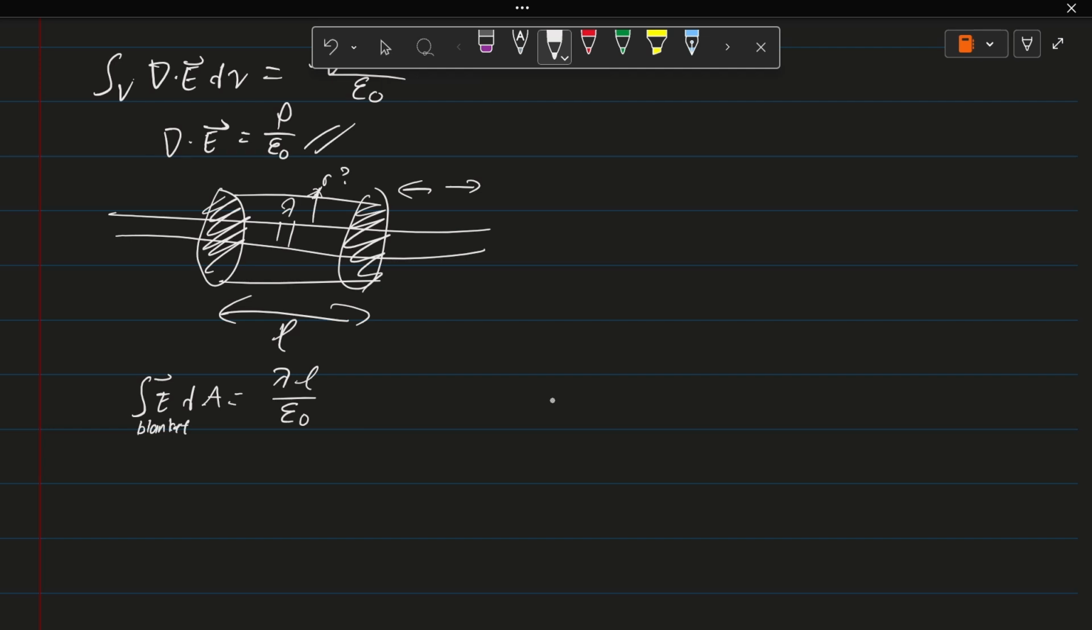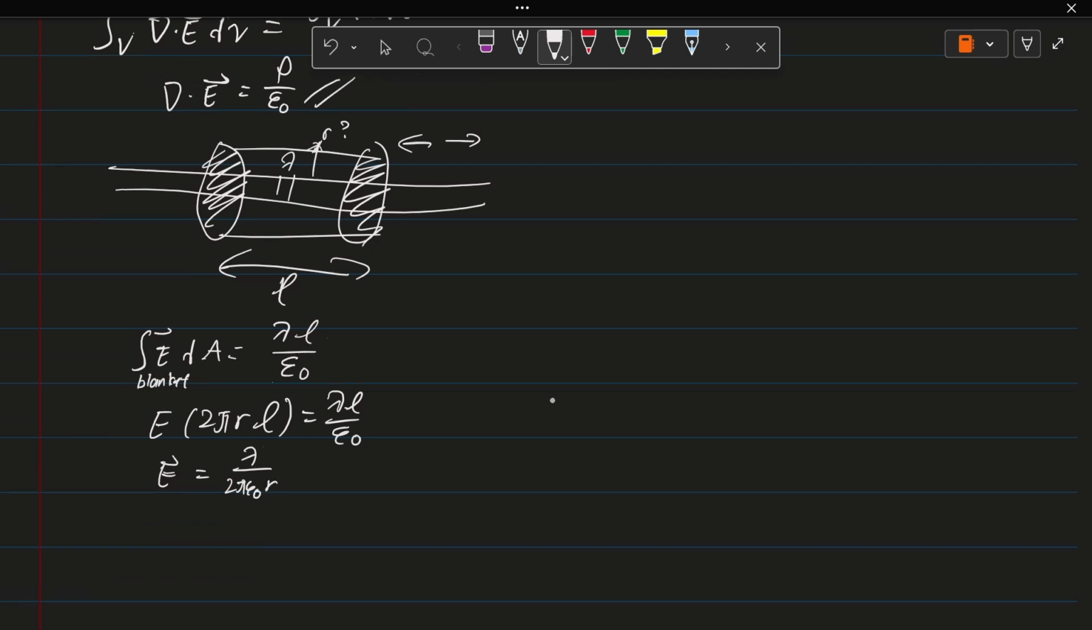And the blanket in itself has symmetry. So the electric field at every single point here must be the same. So E doesn't really change, and therefore it's a constant. So we could get E times the area, which is 2 pi r, so distance of r, multiplied by the length L. This equals lambda L over epsilon 0. Thus, you would get your electric field to be lambda over 2 pi epsilon 0 r.